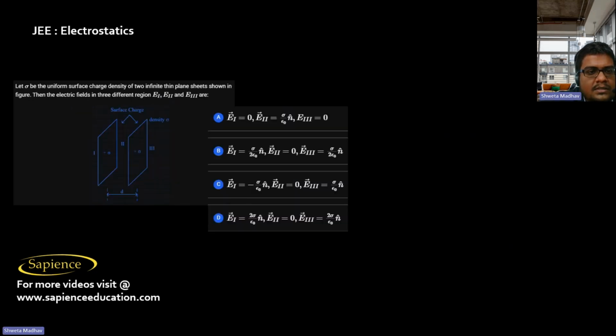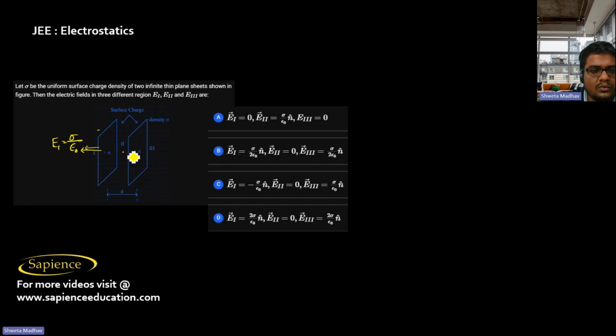Then it is told, let sigma be the uniform surface charge density of two infinite thin plane sheets as shown. The electric fields in regions 1, 2, and 3 are. So the electric field in region 1, here there will be repulsion, here also there will be repulsion. So it will be sigma by 2 epsilon naught plus sigma by 2 epsilon naught, so sigma by epsilon naught.